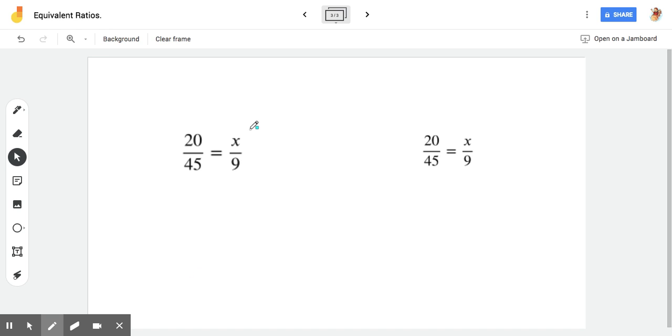All right, so here we're looking at equivalent ratios, and we're going to look at how to solve for equivalent ratios. I'm going to show you the two different ways that I teach students, that we teach you guys. All right, the first one is officially called the other way.